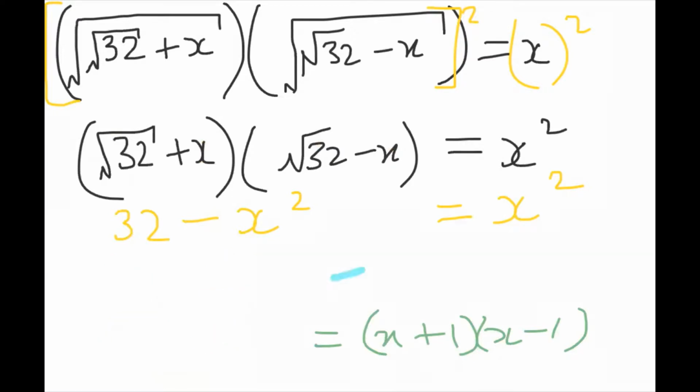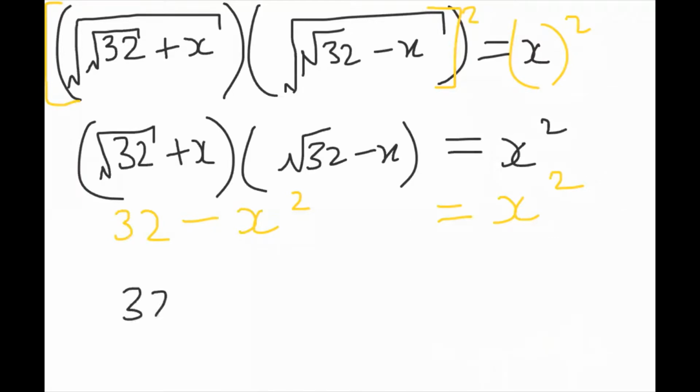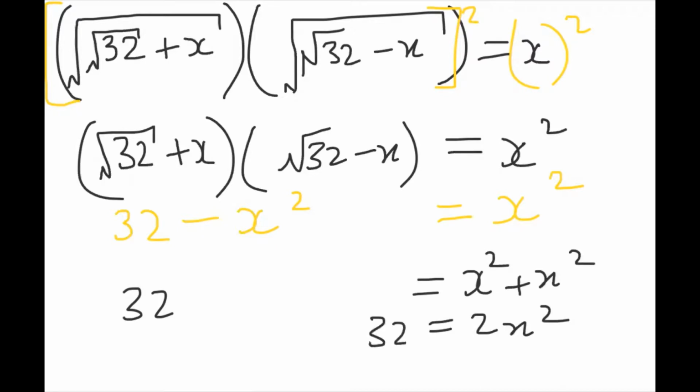Okay, so now we're there. So now it's just a matter of simplification. 32 equals, take this minus x squared to the right. It becomes plus x squared plus another x squared over there. That becomes 2x squared equals 32. Let's flip it around, and divide by 2 as well. So it's going to be x squared equals 16. So x equals plus or minus 4.